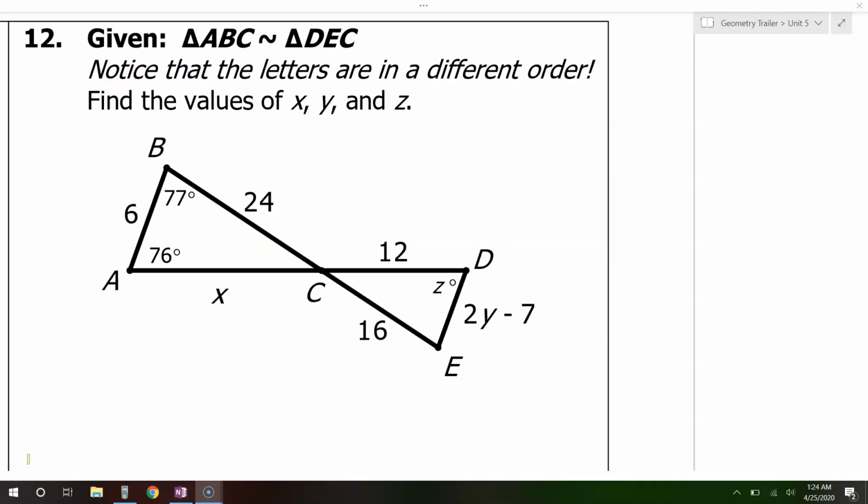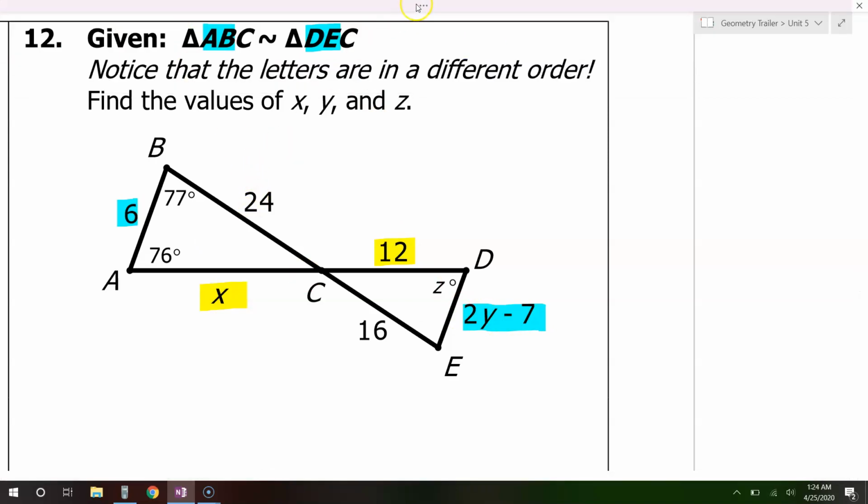All right, I think this will be the last one on this particular video. Corresponding sides. So we've got the x right here, that's AC. That's the beginning and the end. So that's going to correspond with DC. DC is right here, so those are corresponding sides. Okay, now 2y minus 7, that is DE. DE is going to correspond with AB. So these are corresponding sides shown here in blue.